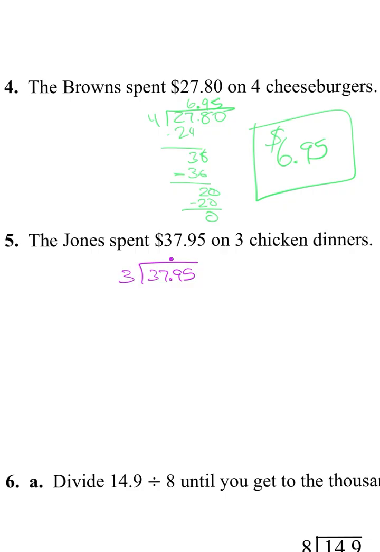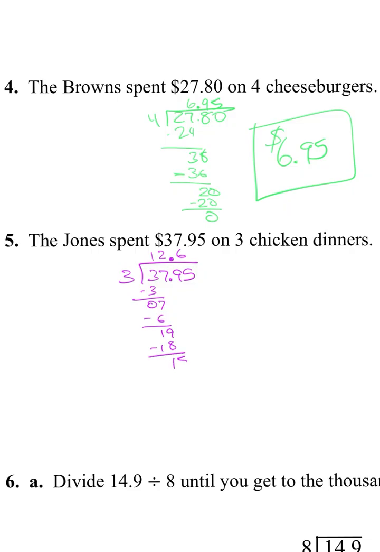Don't forget that. 3 will go into 3 one time. 1 times 3 is 3. Minus those, I get 0. Bring down the 7. 3 will go into 7 2 times. 2 times 3 is 6. Subtract that, I get 1. Bring down the 9. 3 will go into 19 6 times. 6 times 3 is 18. 19 minus 18 is 1.